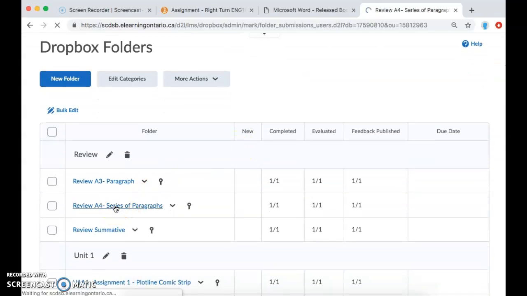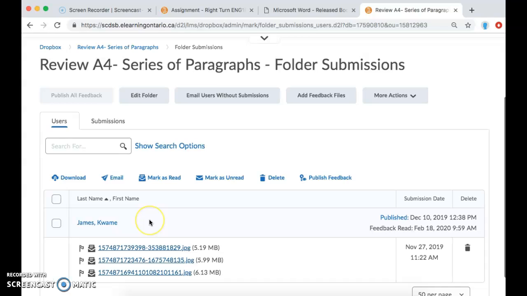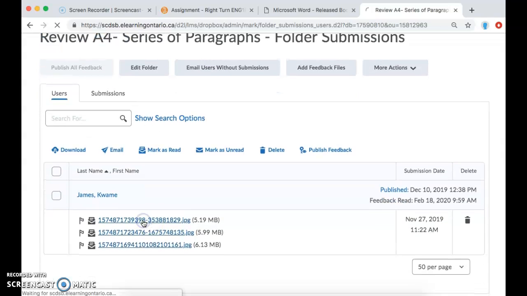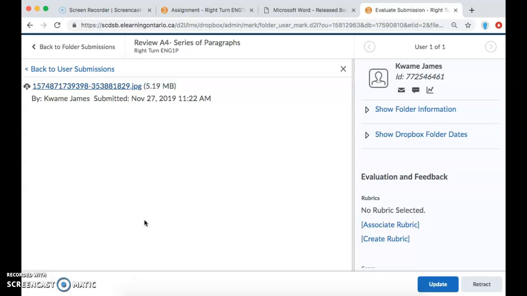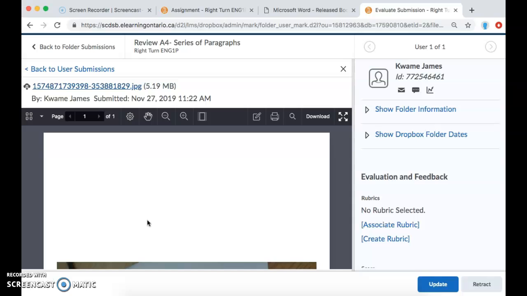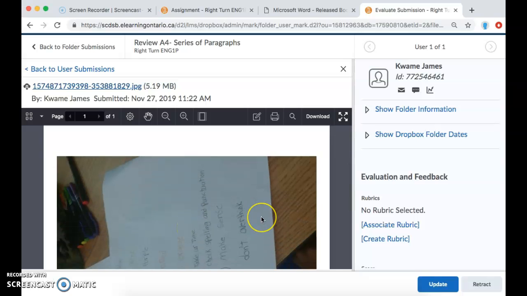Series of paragraph. Let's see if it's in the first one. Oh, perfect. It's on the first picture.